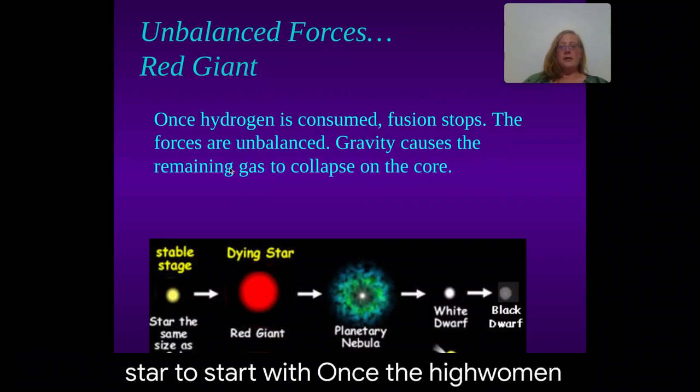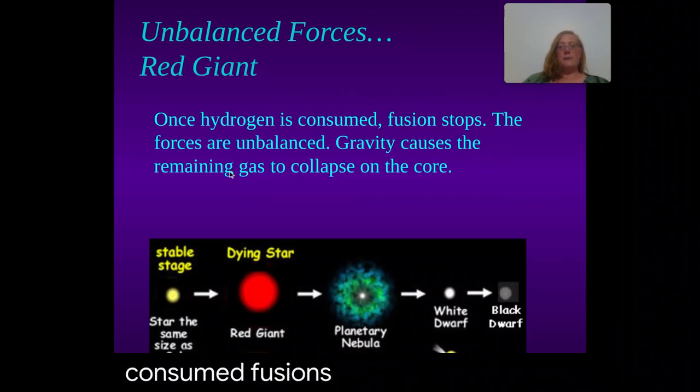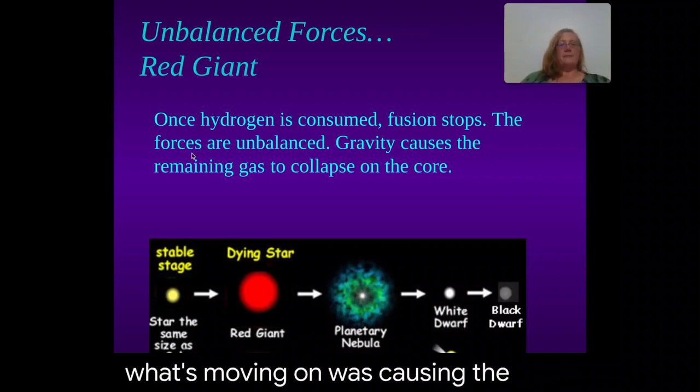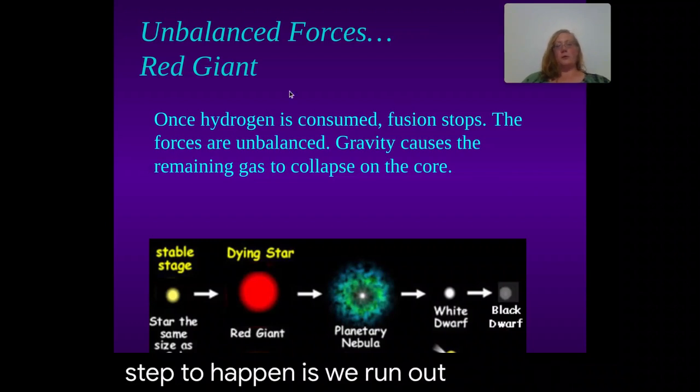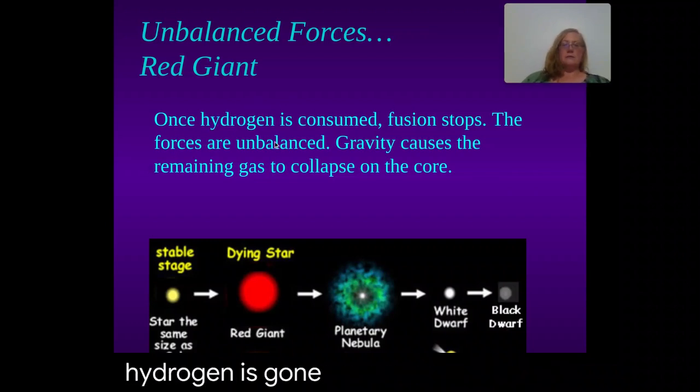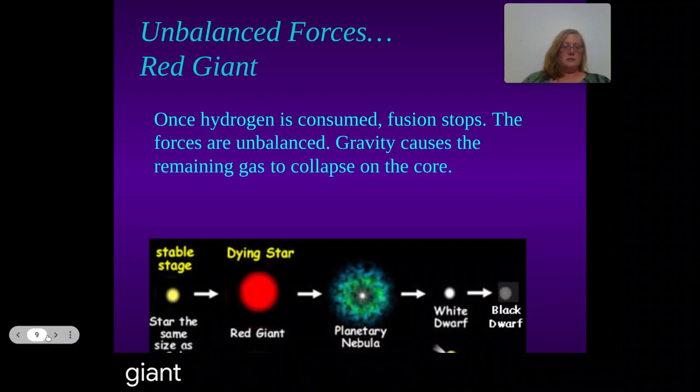So once the hydrogen is consumed, fusion stops. And now we move on to the next step. What's causing the next step to happen is we run out of fuel. Hydrogen is gone. So here we have the main sequence star, and then we're going to move on to the red giant.